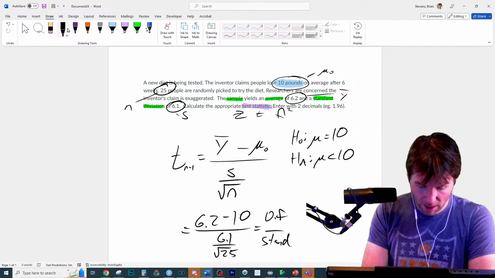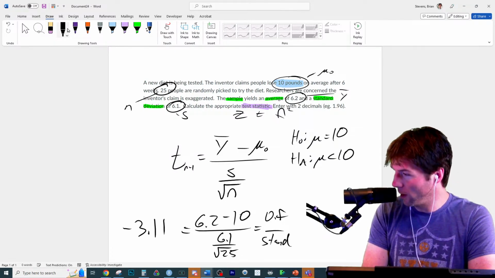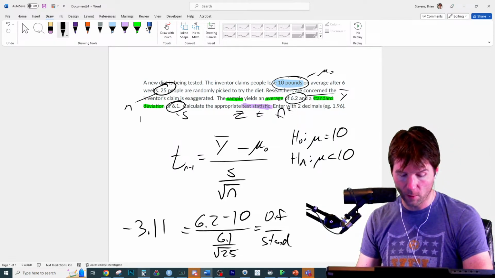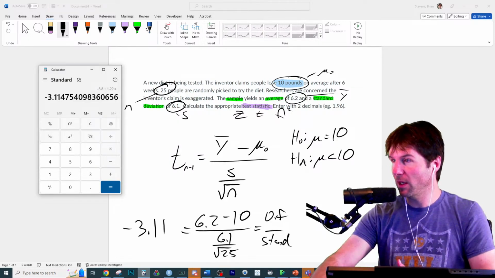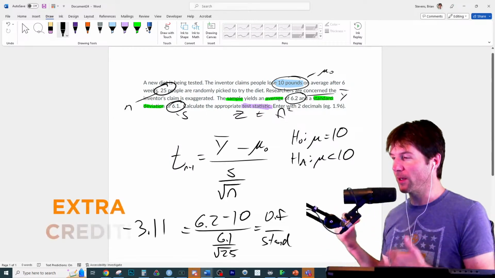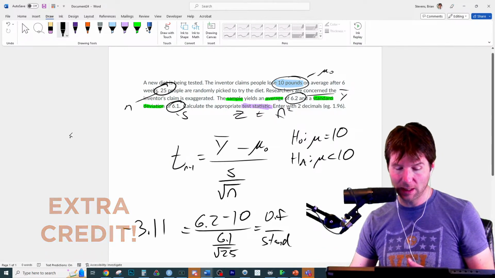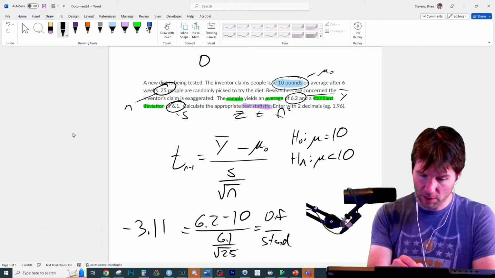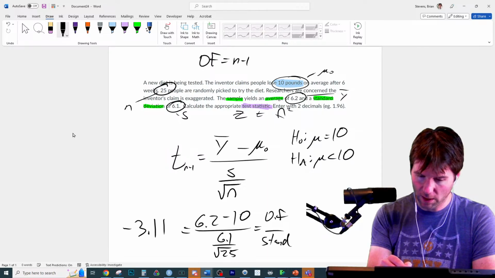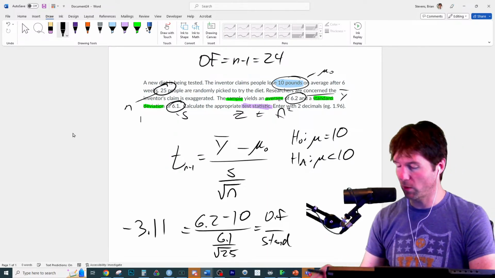So Jesse's confirming negative 3.11 right there to 4 decimals. And there it is right there. Great job, Jesse. Excellent work. So since I knew the formula, I was just kind of working through it in my head. And that's a t with 24 degrees of freedom. Degrees of freedom equals n minus 1 equals 24, because sample size is 25.